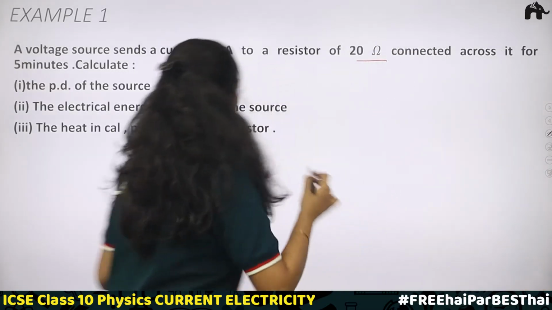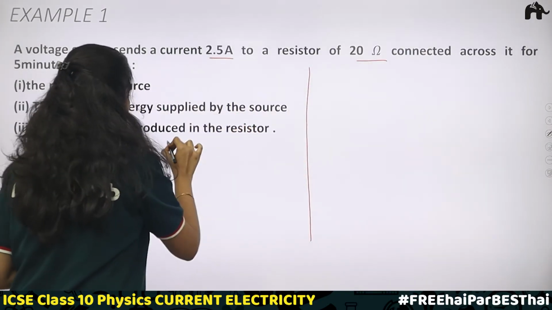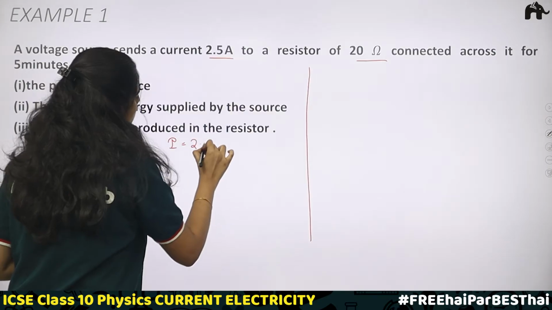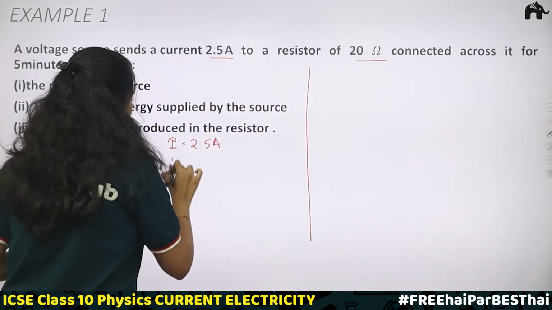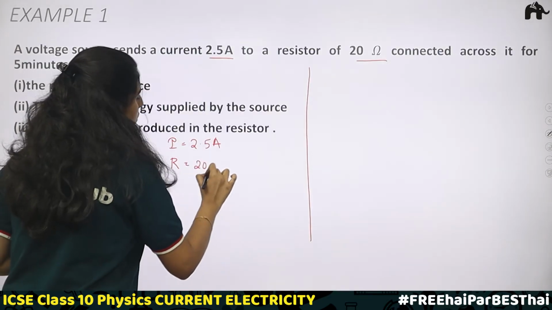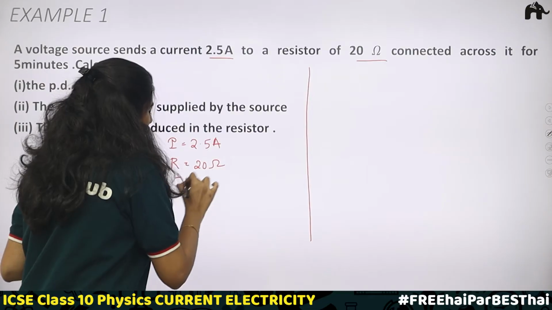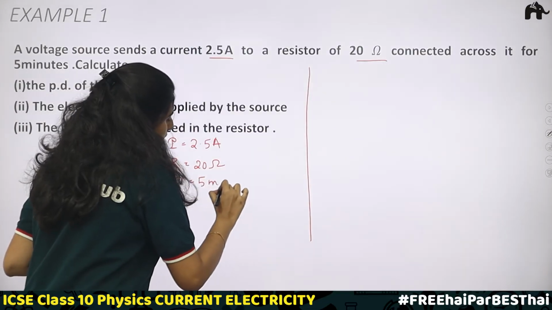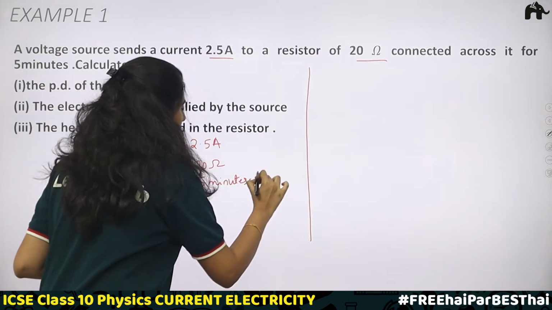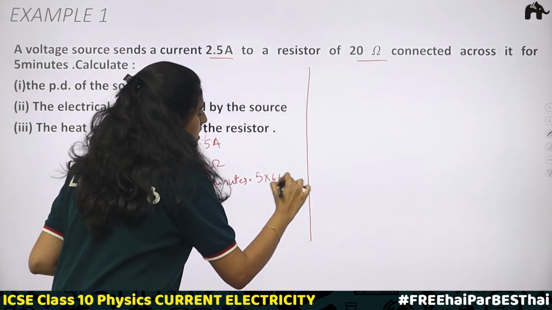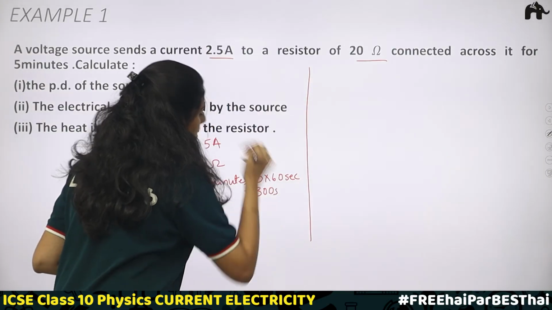So first, what are the given quantities? Here we have current I given. I is equal to 2.5 ampere. Resistance of the resistor is given. R is equal to 20 ohms connected across it for 5 minutes. Time is given, in minutes, 5 minutes. So we have to convert it into seconds. 5 minutes is 5 into 60 seconds, which is equal to 300 seconds.